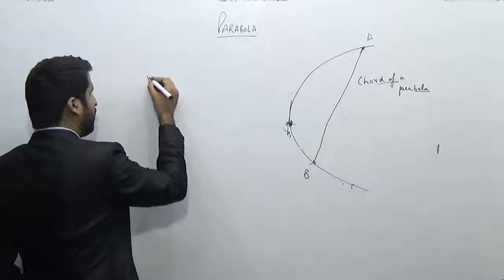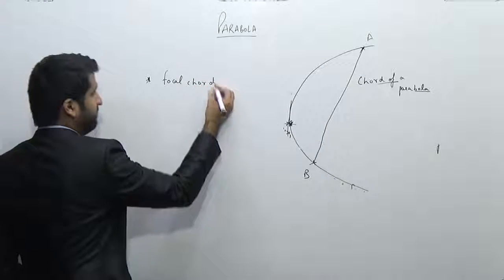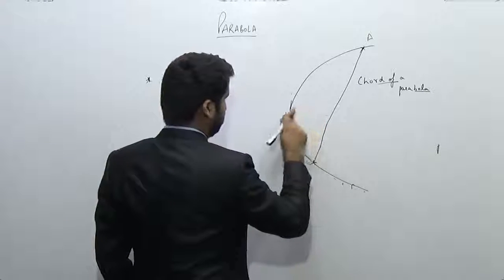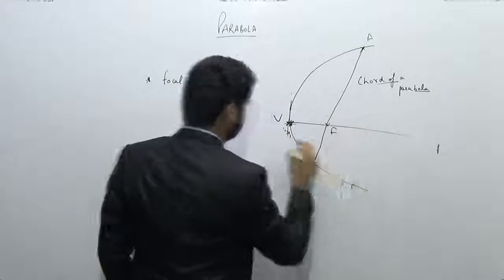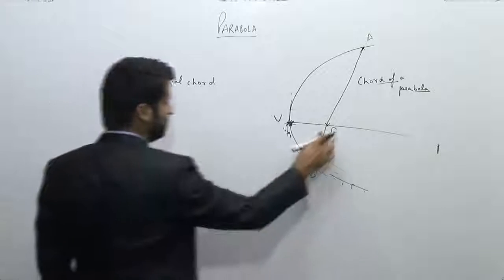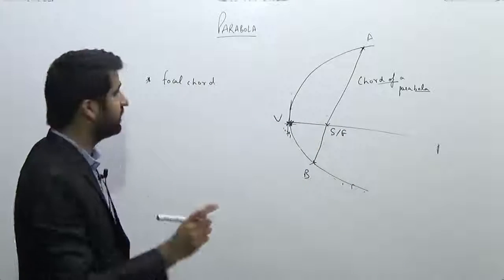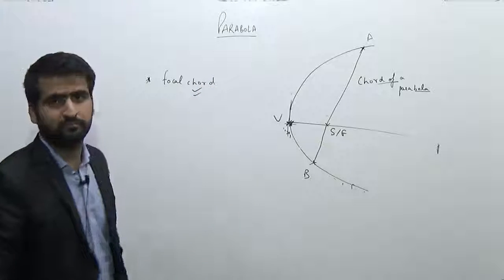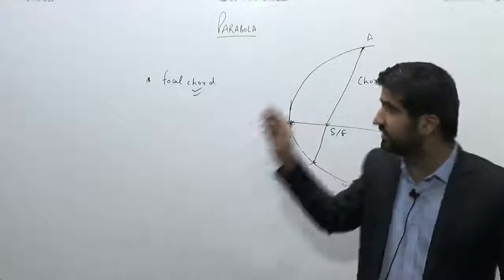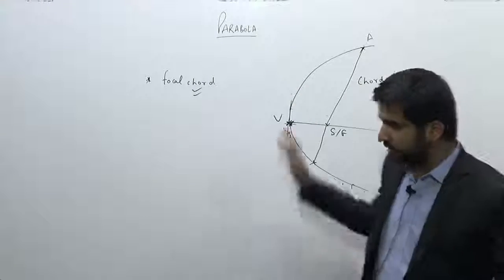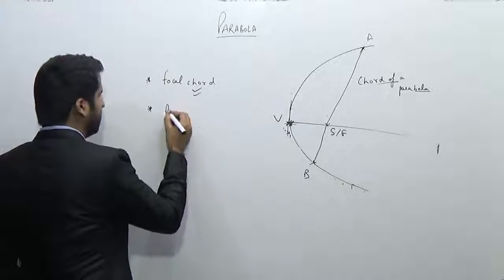The first special chord is called the focal chord. Now if this given chord, and this was the vertex, is passing through the focus, either S or F, this is called the focal chord, right? So the definition of a focal chord is: all the chords passing through the focus are called focal chords. The next special type of chord is the double ordinate.